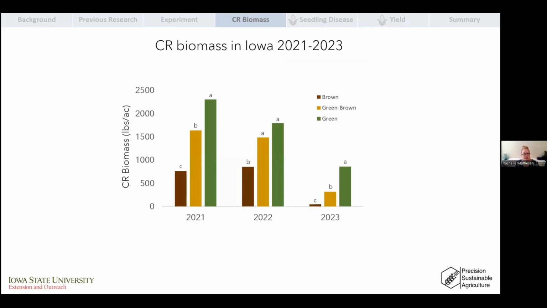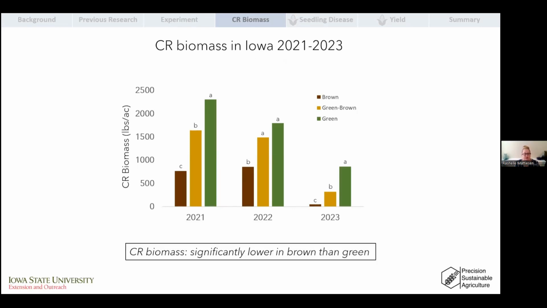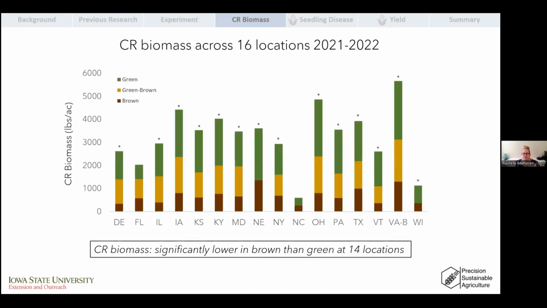So specifically in Iowa, as you can see here, on the y-axis is the cereal rye biomass in pounds per acre. On the x-axis, we have the year. What we found is that the biomass was significantly lower in the planting brown compared to the planting green, which is not surprising. That is expected. And that trend carried for the majority of the states. So 14 locations out of the 16, the planting brown had significantly lower biomass accumulation than the planting green.